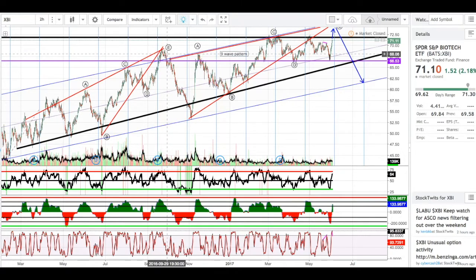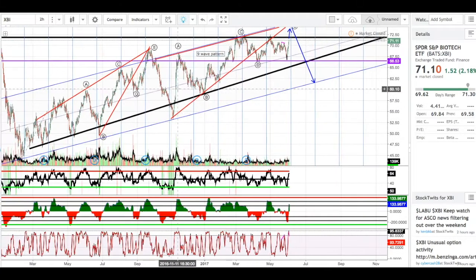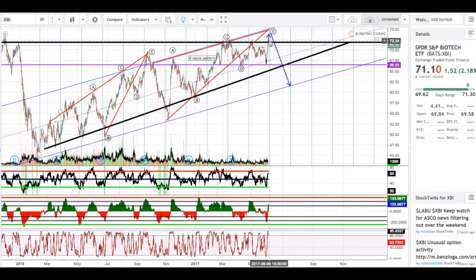And over here on the second wedge, I have a 1, 2, 3, 4, 5, 6, 7, 8, 9 right up here by the apex. So I expect a continuation. I expect XBI to move up to near $74. So that's a pretty solid gain there.